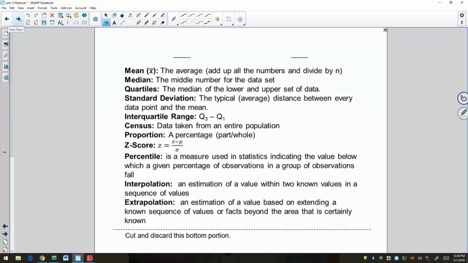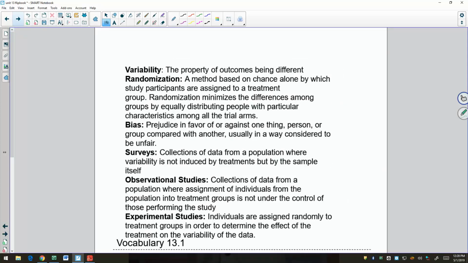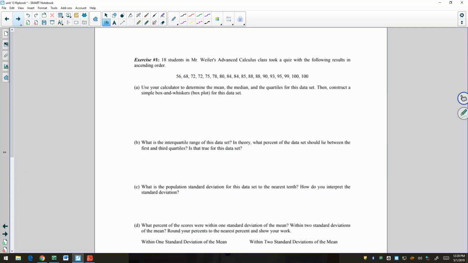So don't worry too much about Lesson 1. Just make sure you look through it and you know all of these words before your test, ideally. But before we move on, because we're going to have to do these things within the next couple of lessons. So moving on to Lesson 2. Lesson 2 is pretty much a review plus teaching you how to use the calculator to find some of these things.